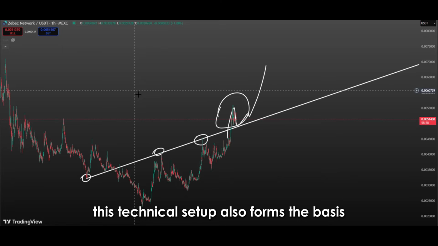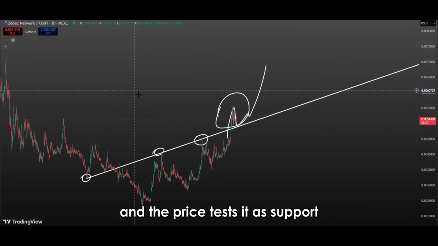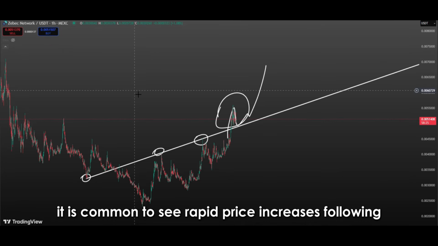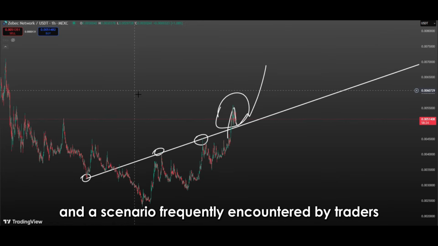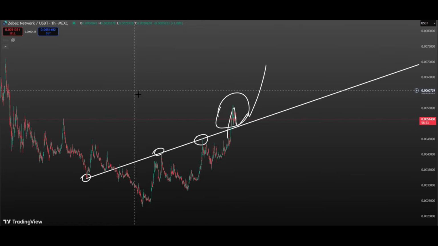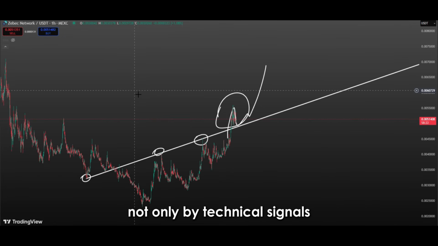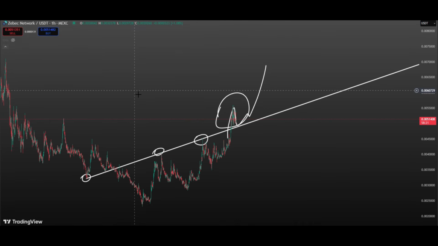This technical setup also forms the basis for many algorithmic trading strategies. When a descending trend line is broken and the price tests it as support, many algorithms and bots interpret this structure as a buy signal. Therefore, it is common to see rapid price increases following such retests. This is a natural cycle within the market and a scenario frequently encountered by traders who use technical analysis. The successful execution of this scenario suggests that the uptrend is being supported not only by technical signals, but also by a shift in market psychology.